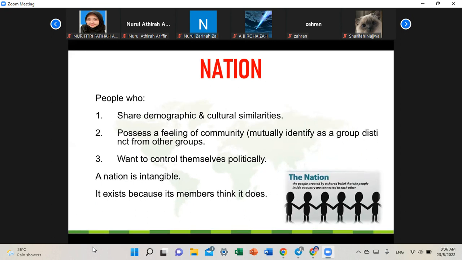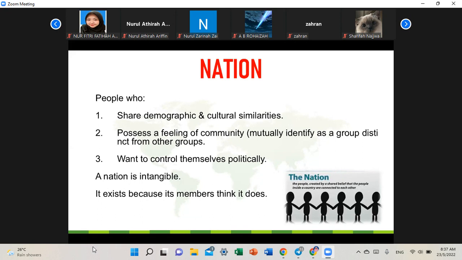And then nation is to refer to those who share demographic and cultural similarities. For instance, in most countries there are only two types of demography. It's either homogeneous or heterogeneous. Homogeneous basically means that most of the people in that country, the citizens, are from the same race. For instance, Korean, Chinese, Japanese. If you go there, they only have one ethnicity. They all look the same.